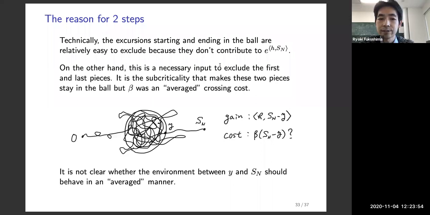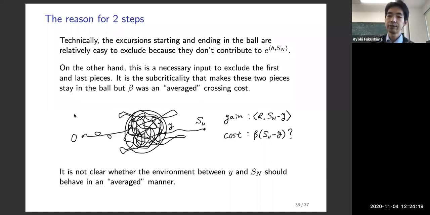So there are two other excursions, or two pieces: here, from 0 to the ball, and from this y, the last exit from the ball, to Sn. These two are different. For these two, we need a different technique to exclude them. And how do we exclude them?